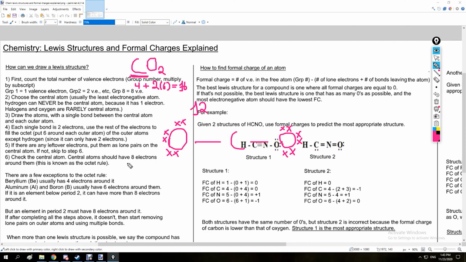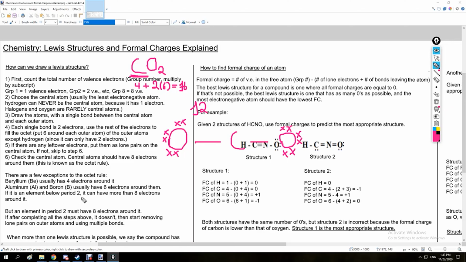Check the central atom. Central atoms should have 8 electrons around them. This is known as the octet rule. But there are actually a few exceptions to the octet rule. Beryllium, Be, usually has 4 electrons around it. Aluminum and boron usually have 6 electrons around them, so compounds with aluminum and boron are usually called electron deficient.